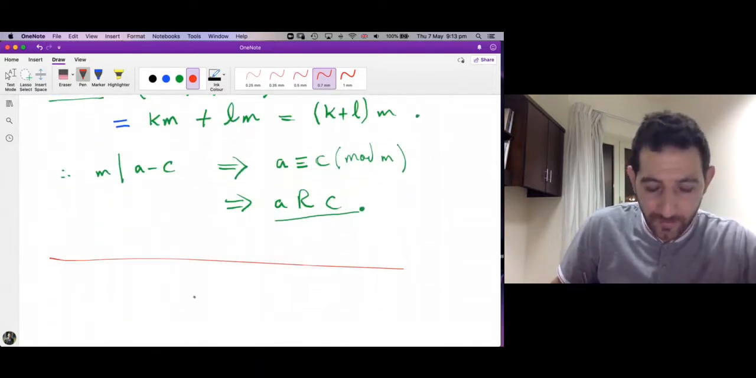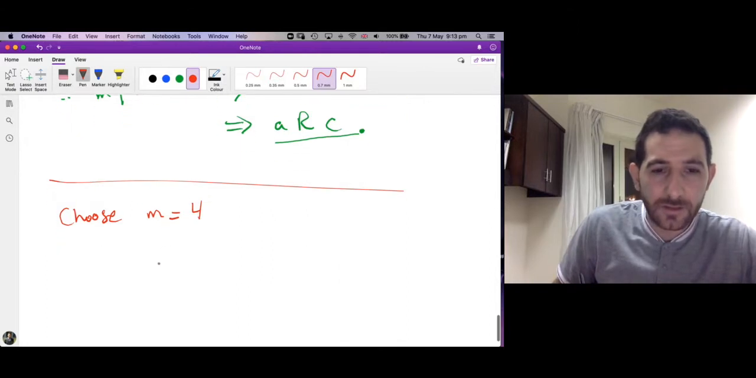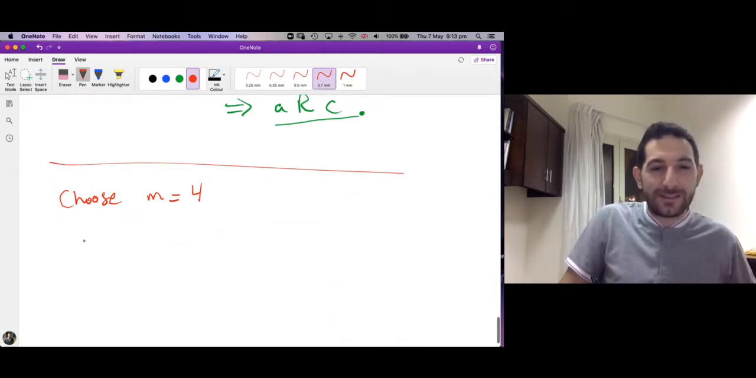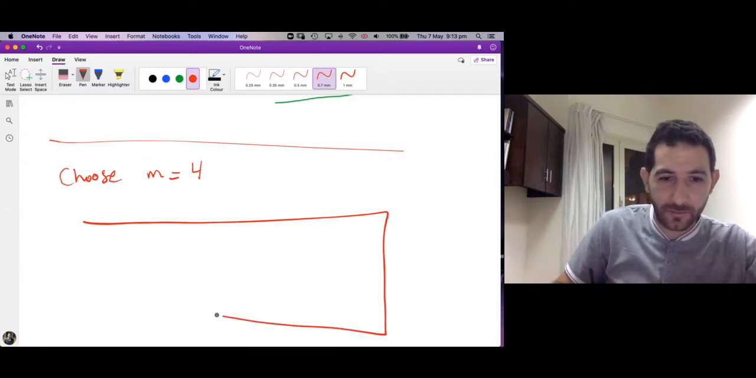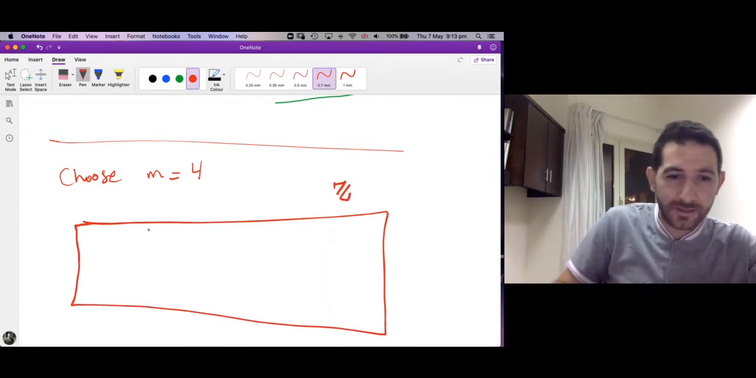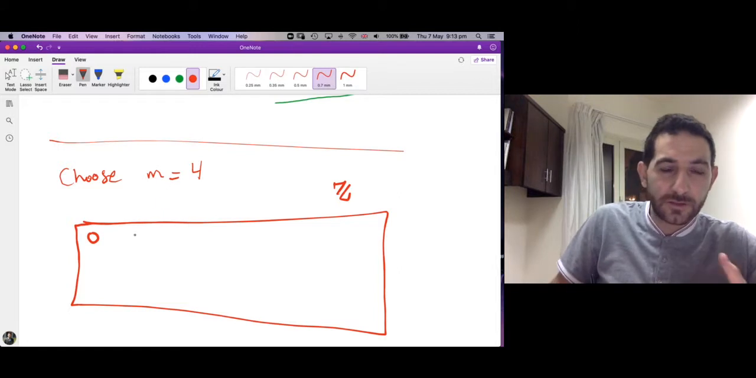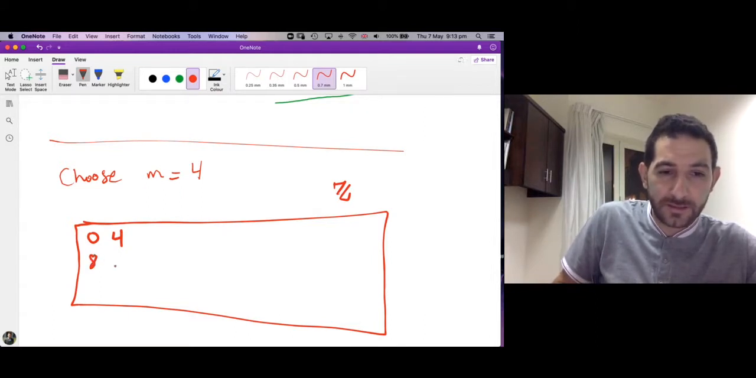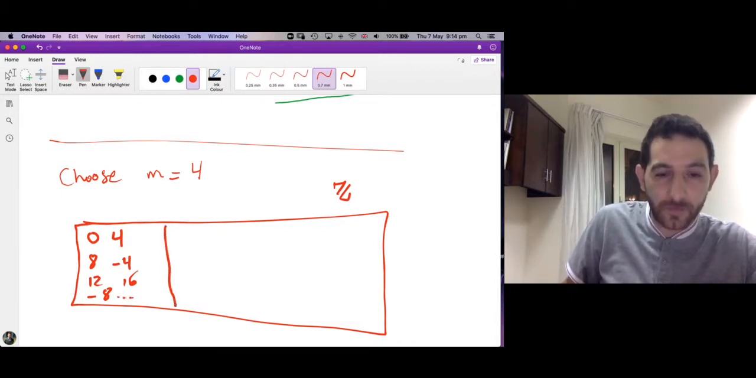So let's take a particular example. Choose m to be 4. It's a positive integer. And now let's figure out, for example, what is the equivalence class. Imagine this is the set of all the integers, and let's choose 0. Think of another integer which is related to 0. So 4 is related to 0 because 0 and 4 are congruent modulo m. 8, -4, 12, 16, -8, and so on. So this is the first component of this relation.